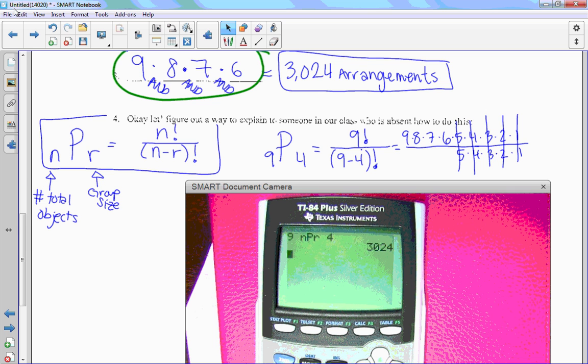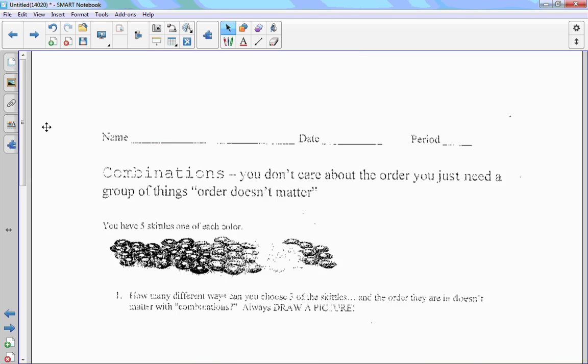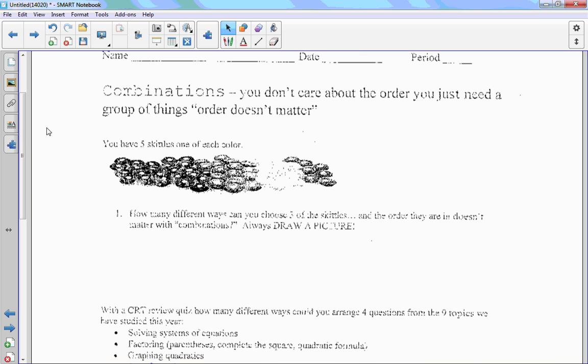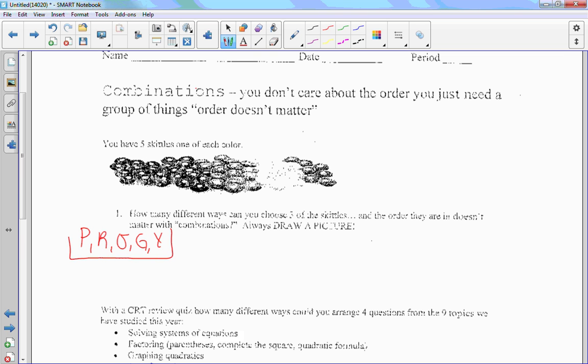Okay? Now we're going to learn about a different one. We're going over to the combination side. Here we still have 5 colors to start with: purple, red, orange, green, and yellow. But a combination is different than a permutation. A permutation is an arrangement where we care about the order. Everyone has a position. See how all those words start with a P? Arrangement, position, permutation. Well, in a combination, order doesn't matter.